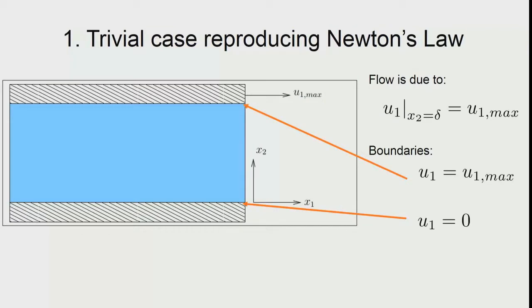Here is a trivial case reproducing Newton's law. The situation is as follows: we have liquid between two parallel rigid plates, and the top plate is moved at a velocity u1 max, and because of the motion the liquid is sticking to the top plate. So, we have the fluid moving in the right hand side direction, that is in the x1 direction. The fluid flow is only due to the motion of the top wall, and there is no other term that is active. In other words, there is no pressure drop, there is no body force, and the boundary conditions are as follows.